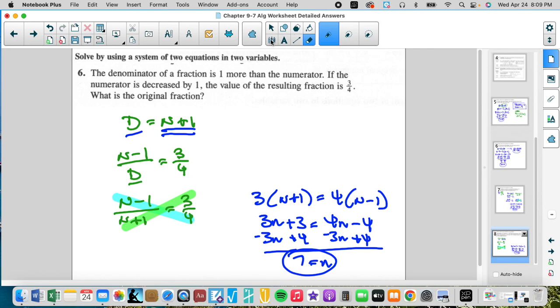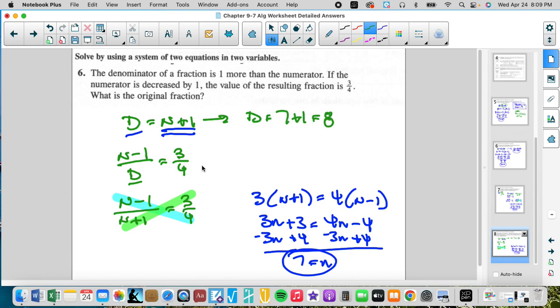That equals the numerator, and the denominator is going to equal 7 plus 1, or 8. So my fraction is going to be 7/8. And if we subtract 1 from the numerator, it becomes 6/8, which reduces to 3/4.